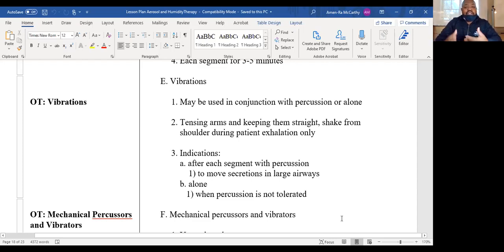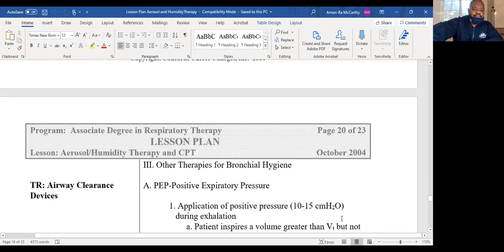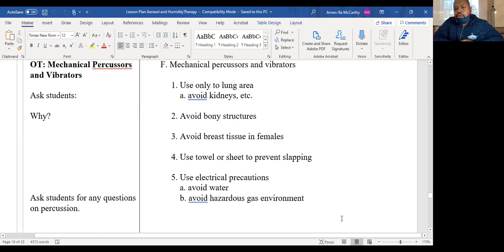Now, if that doesn't work, we can start going to our devices and our machines, okay? And one of them is called a mechanical percussor or vibrator, okay? Some of them are pneumatically powered, some of them are electrical powered. But you use it only on the lung area. Must avoid the kidneys and the heart and stuff like that. You don't wanna have those mechanical percussors on the kidney. You can hurt somebody's kidney like that, okay? But you're only on those lung areas.